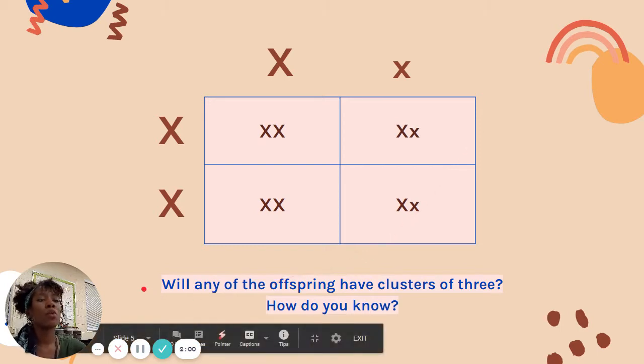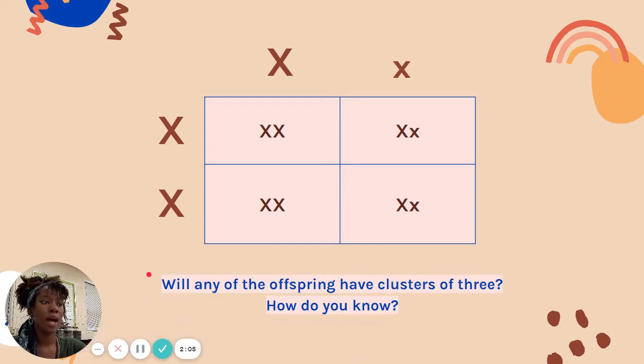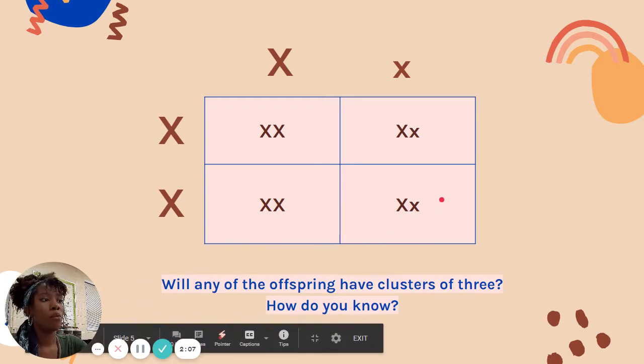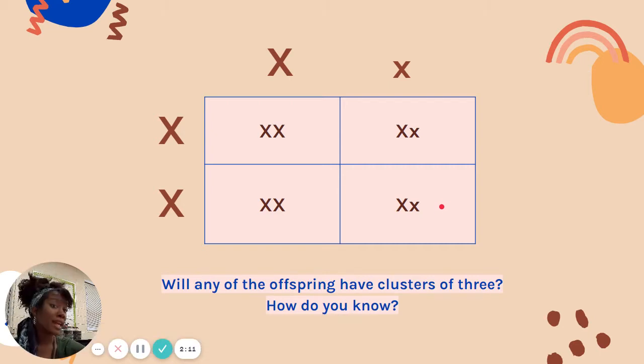Now, back to the question. The question asks, will any of the offspring have clusters of 3? How do you know? Well, remember, in the word problem, it said clusters of 3 is the homozygous recessive trait. It's a recessive trait. Are any of these recessive? No. This is heterozygous, heterozygous, so the dominant is going to win. And these are both homozygous dominant. So there's no recessive offspring, which means none of the offspring will have clusters of 3.